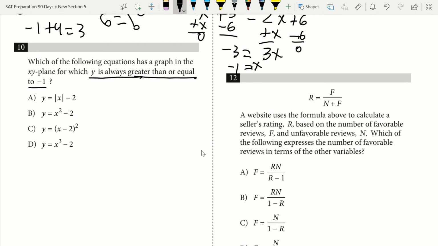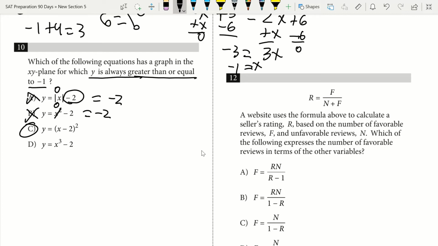Well, we have y is equal to absolute value of x minus 2. Well, this minus 2 here means, and since this can have a minimum of 0, means our minimum is going to be at negative 2, which is less than negative 1, and we need greater than or equal to, so we can get rid of A. If we look at B, we have x squared minus 2. Once again, this has a minimum of 0. 0 minus 2 also has a minimum of negative 2, so that is incorrect. We look at choice C, and we have y equals (x minus 2) squared, for which y is always greater than or equal to negative 1. And we see that C there is going to be our correct answer, right?